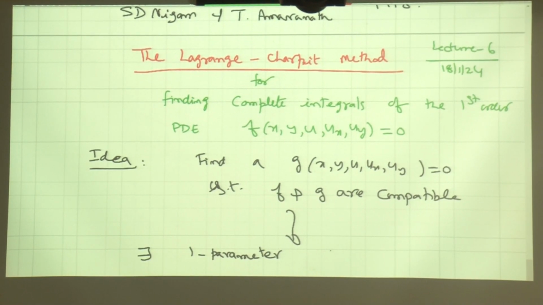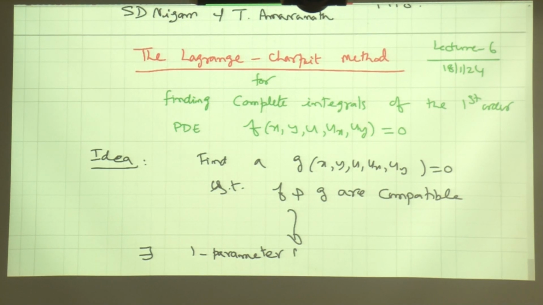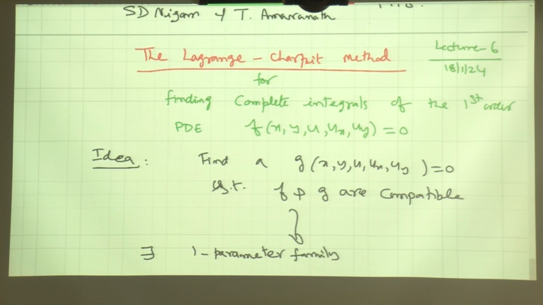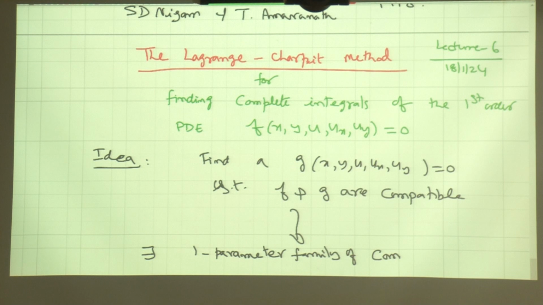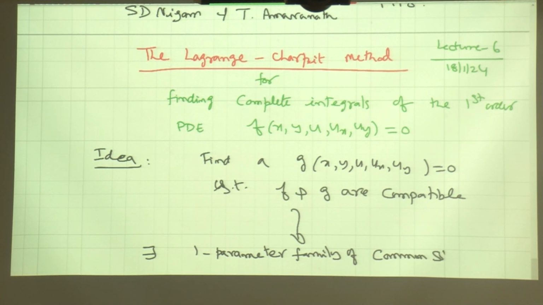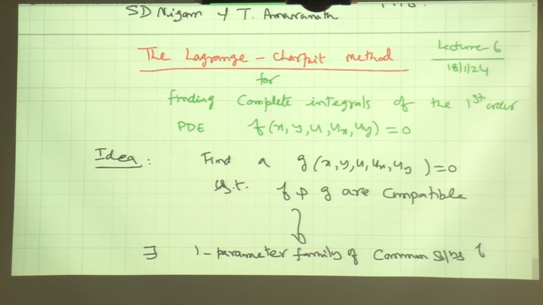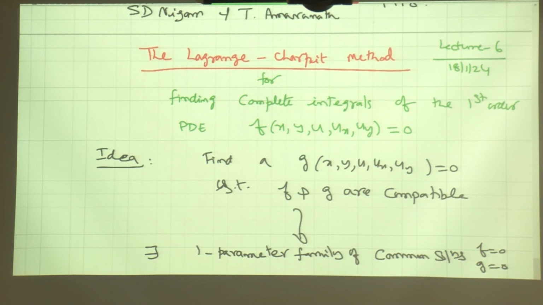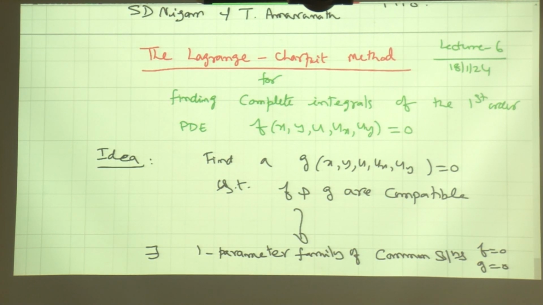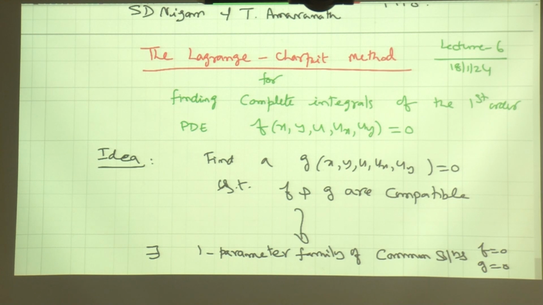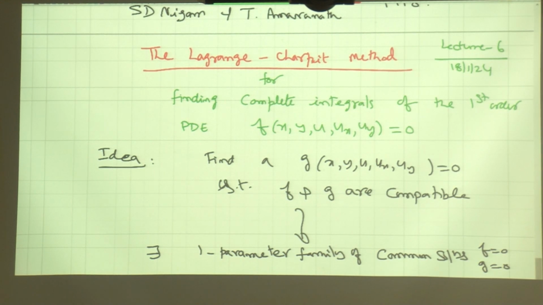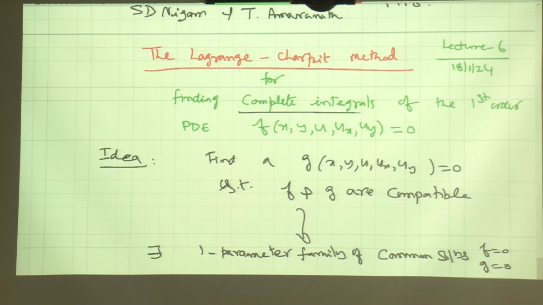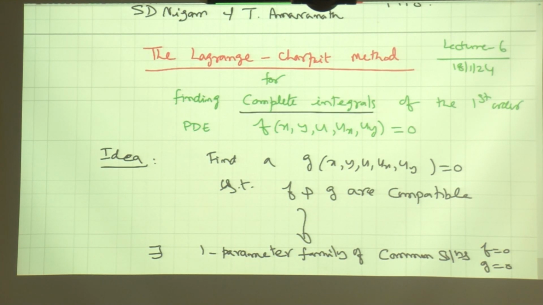So there exists a one parameter family of common solutions to f equal to 0 and g equal to 0. We are not interested in any solution to g equal to 0. We are interested in solutions of f equal to 0. So we have a one parameter family of solutions to f equal to 0. But we wanted a complete integral. Complete integral is a two parameter family of solutions. So we need to get that extra parameter somehow.